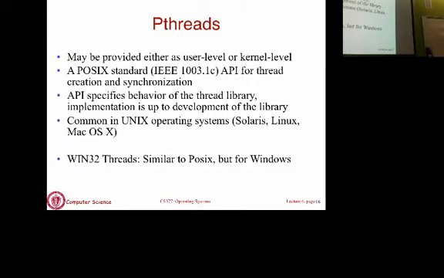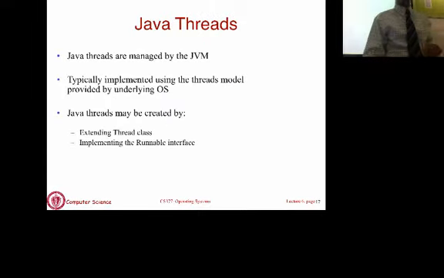POSIX threads is a library that uses Win32 threads underneath. So you basically just do the translation from one API to another API. And then the third very common threading package is Java threads.